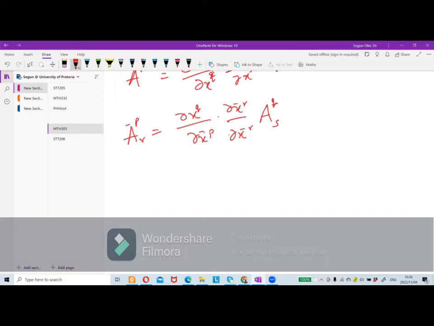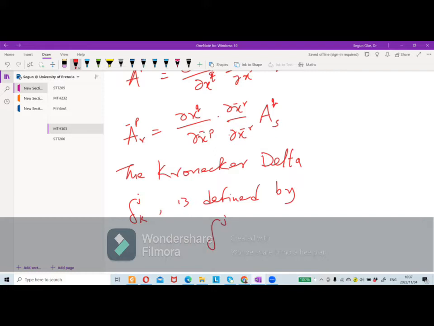But at what point do we have our Kronecker delta? It can be written as delta JK is defined by delta JK equals 0 if J is not equal to K, then 1 if J is equal to K.